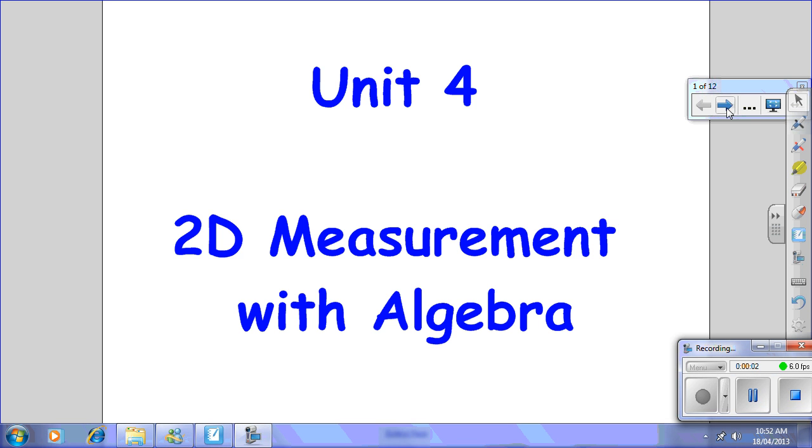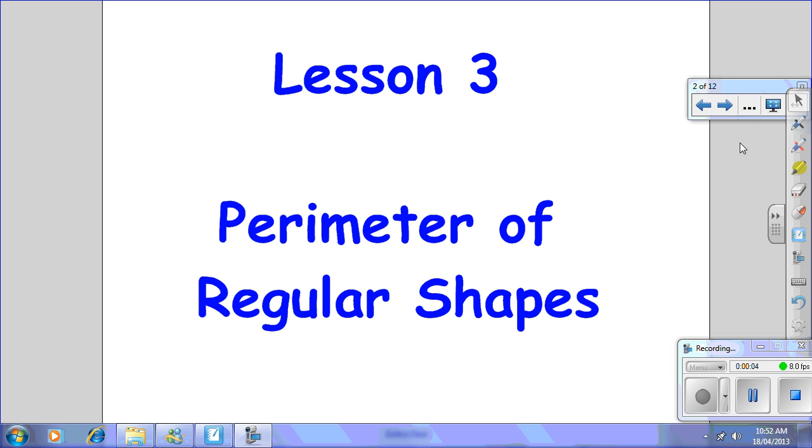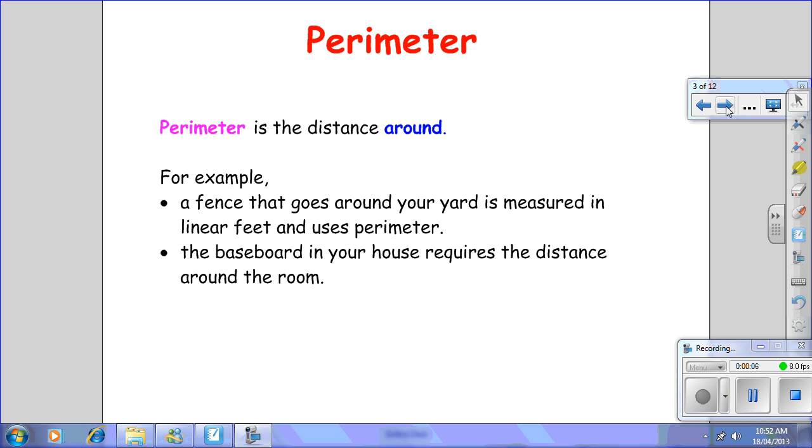2D measurement with algebra, and the perimeter of regular shapes. Perimeter means the distance around. For example, when you put a fence in your backyard, you find the distance around your yard, or the perimeter, in linear feet, and you go and purchase your fence material based on the perimeter of your yard.